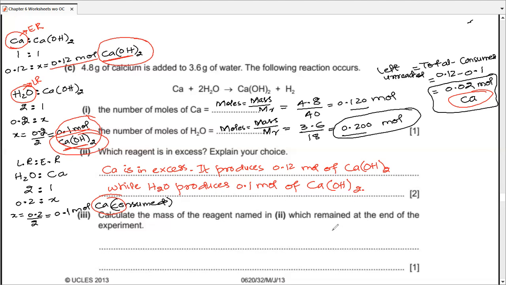How can one come up with 0.12 and 0.1 if they haven't worked it out? Because 0.1 and 0.12 are not part of the question. You can't just come up with numbers unless you have done some steps of the solution, right? So what about part three?